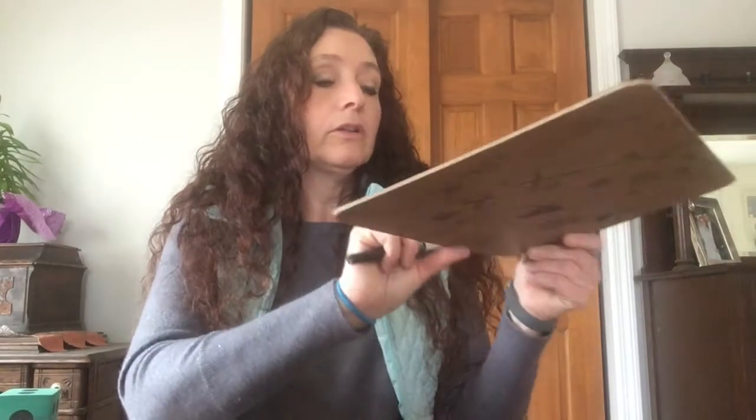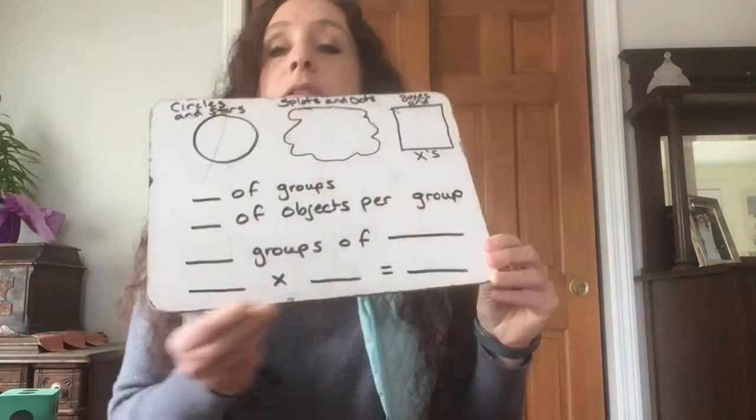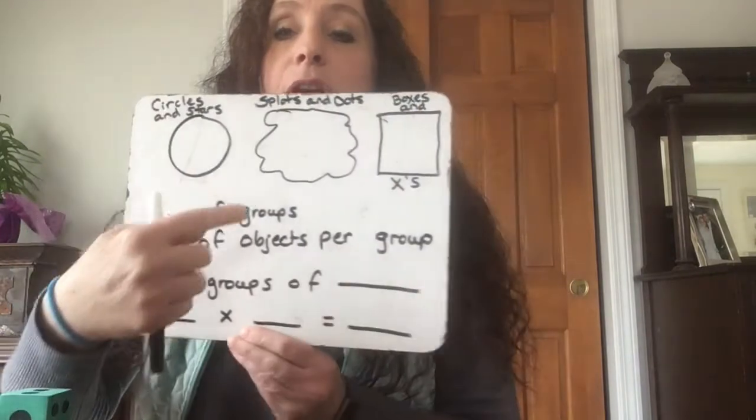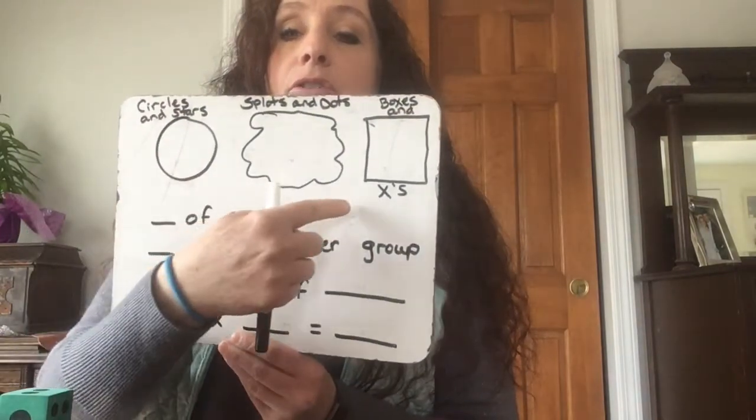In order to play the game, you have to first of all decide what object you're going to use to create your equations and your visual representations of what it is that you're rolling or flipping for cards. Here's how this is going to work. You could take paper, you could set up several of these. This would be for circles and stars, you could do splots and dots, you can do boxes and X's.